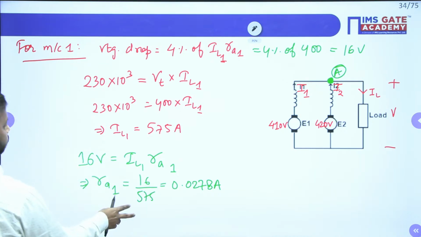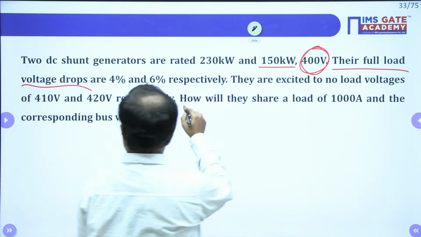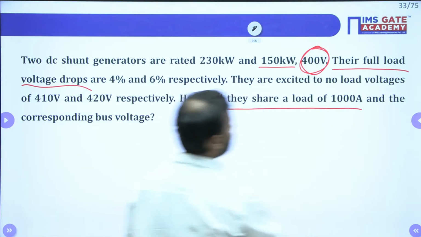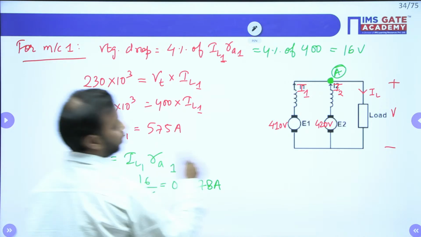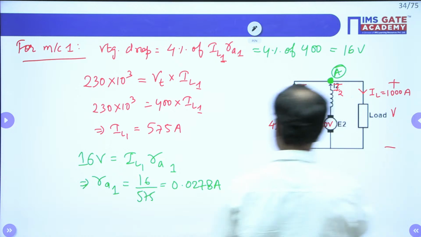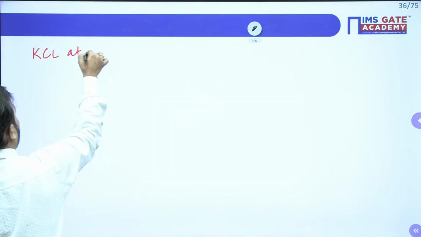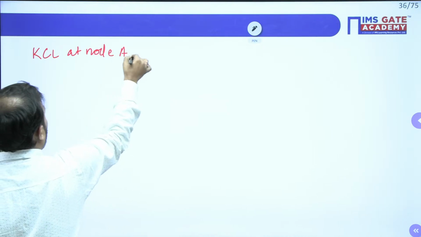Okay. And one more thing, load current is given as 1000 ampere. Okay, so this is 1000 ampere. So KCL at node A.